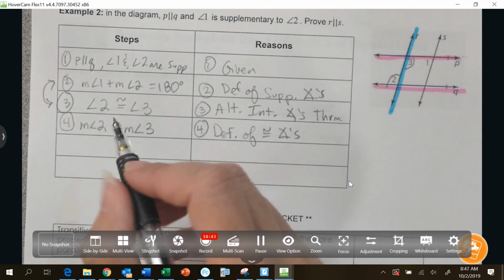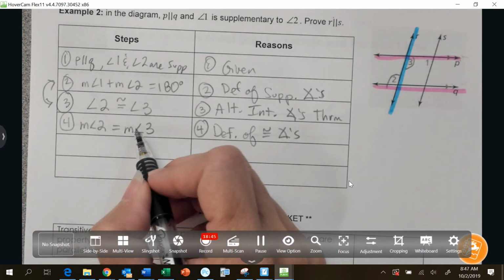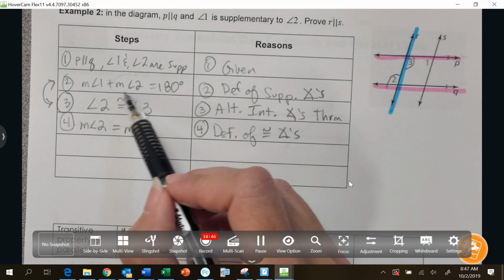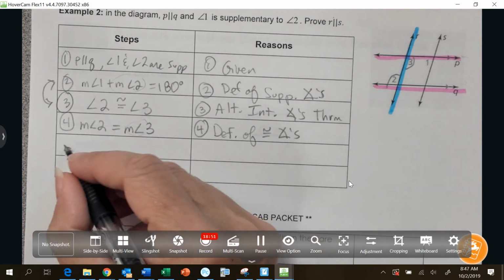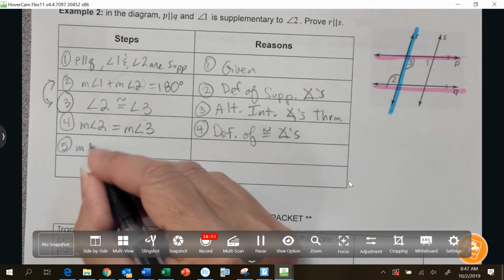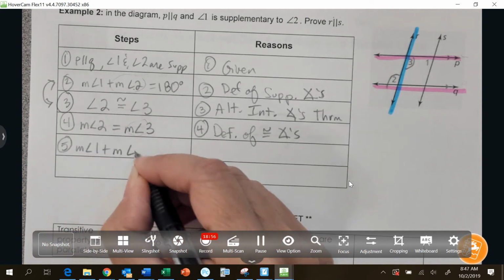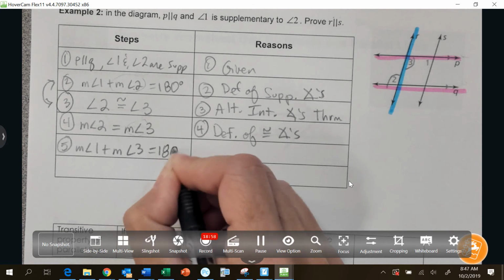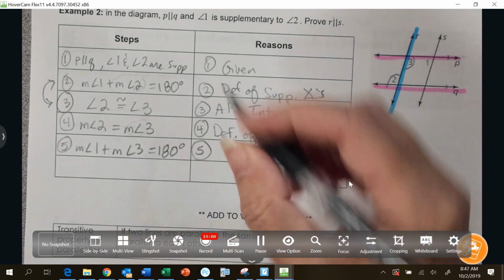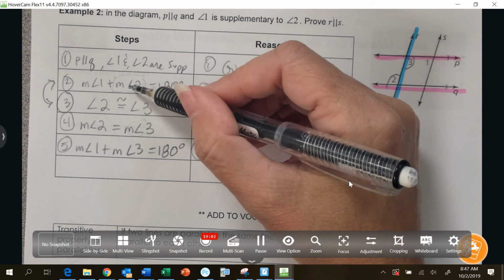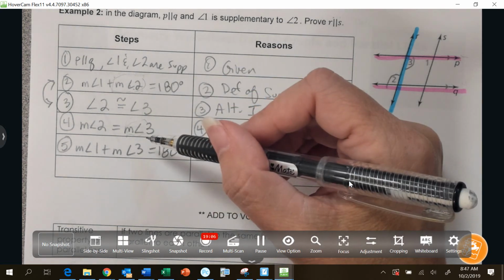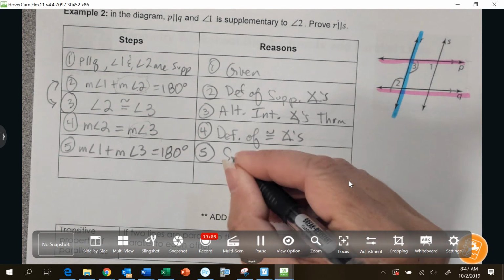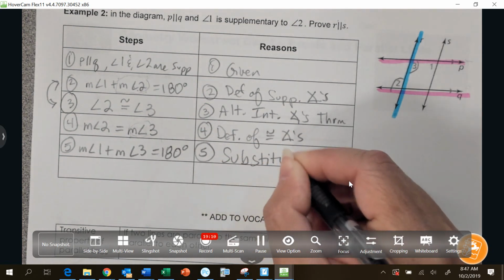All right, and then once I know that the angles are congruent, now I can take out angle 2 from this statement and I can put in angle 3 instead. So at this point, I can say measure of angle 1 plus measure of angle 3 equals 180 degrees. What allows me to take out angle 2 and put in the measurement of angle 3? Substitution. Oh, everybody answered that one, okay? Substitution.